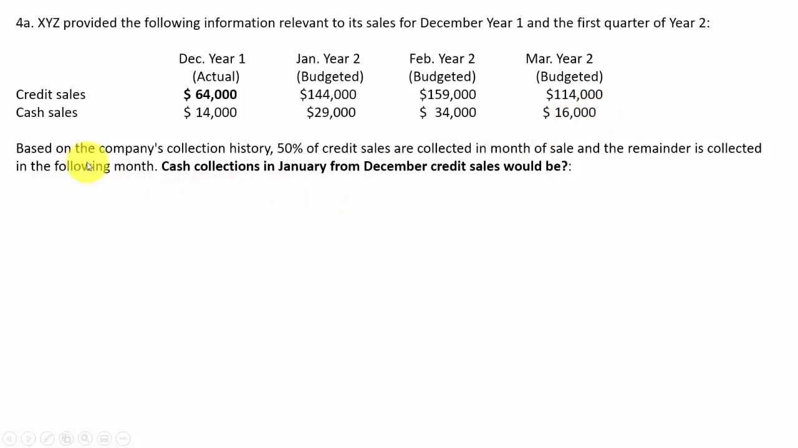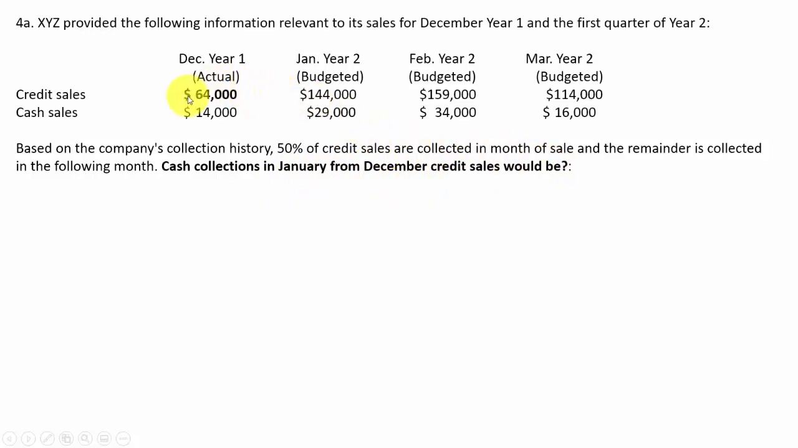Based on the company's collection history, 50% of credit sales are collected in the month of sale, and the remainder, which is 50%, will be collected in the month following sales. The question wants to know, what will cash collections in January from December credit sales be?